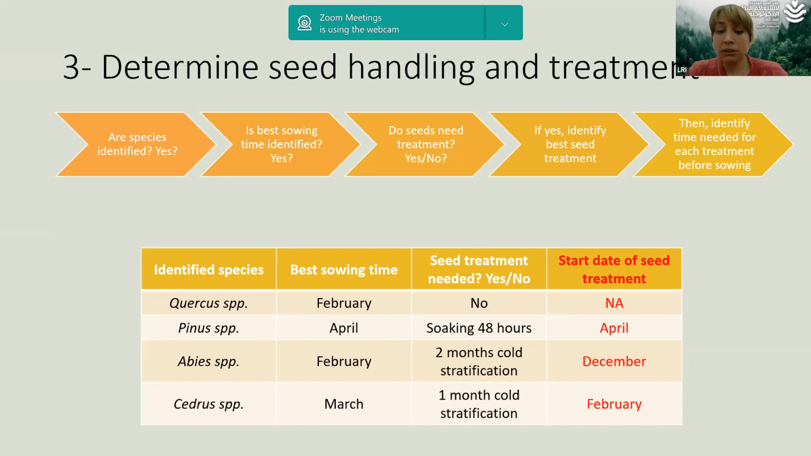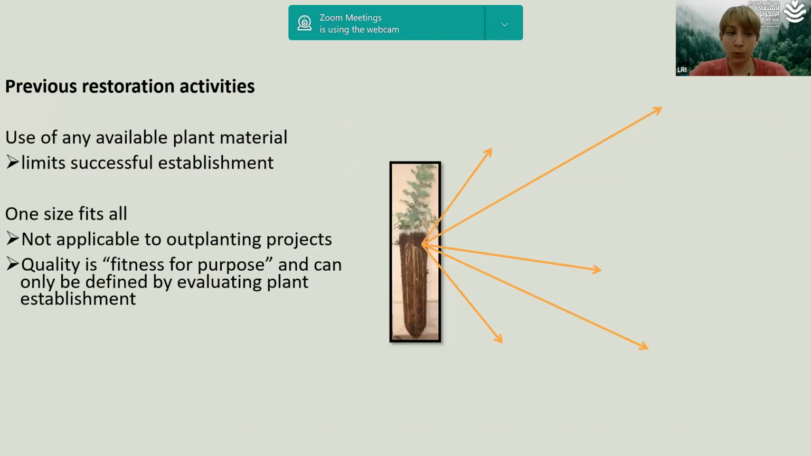I will give one example in the table below, which is for the AB species. Usually they would need at least 2 months of cold stratification, and the best time for sowing would be in February, taking into consideration that germination will happen soon after. So the best start date for seed treatment is 2 months before the identified sowing time, which would be December. So this is the importance of good planning in nursery in any project.